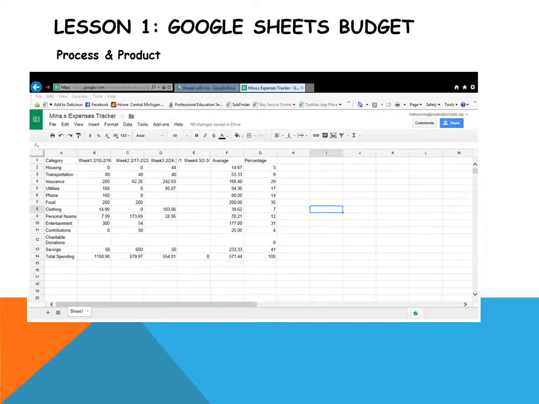This is a sample of the student project. This is what it looks like after 3 weeks of collecting data. Students collected the first 2 weeks on paper. We created this spreadsheet during the second week of the creation module, Module 5.